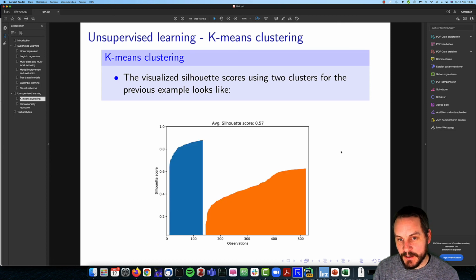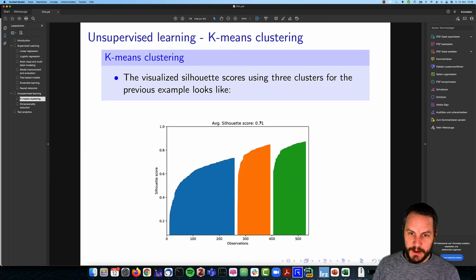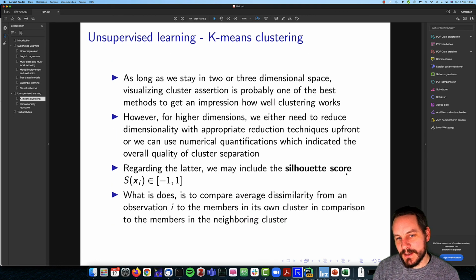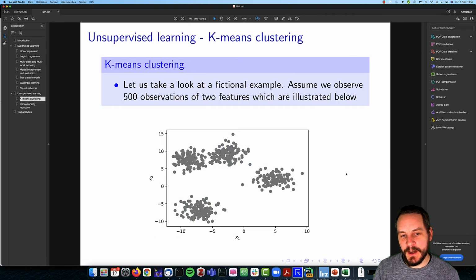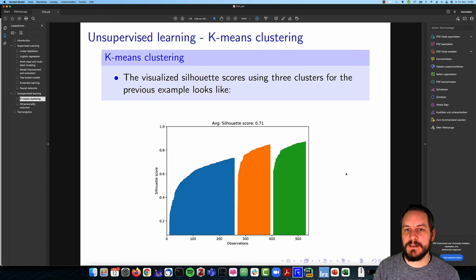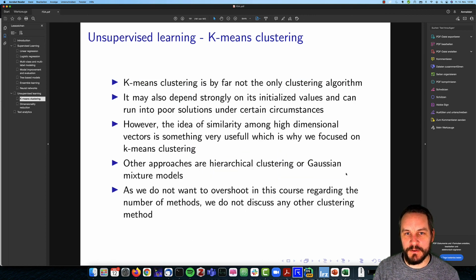Obviously 2 is not a good idea, but then according to the average silhouette score, we would use 3 clusters. But then we can see that this also leads to observations which are not very well segmented within the first cluster. So averaging is always something which reduces information, and here we can see that if we would use 4 clusters, it's better balanced within each cluster. So we would use 4 clusters in our example, which you can see visually is obviously the best idea here. Okay, so that is what you can take a look at if you want to get a feeling for the hopefully best amount of clusters to use.